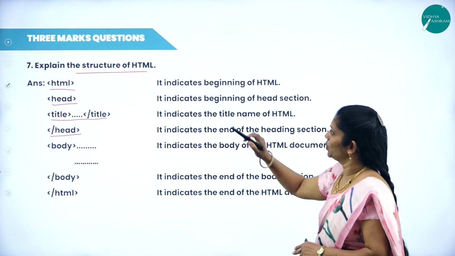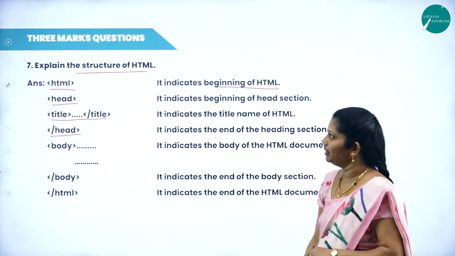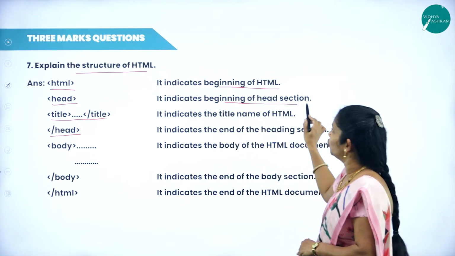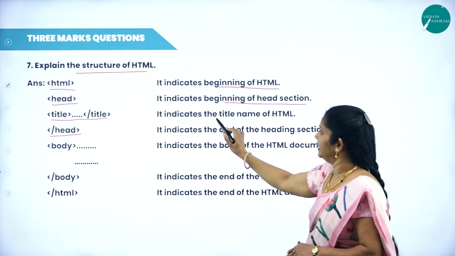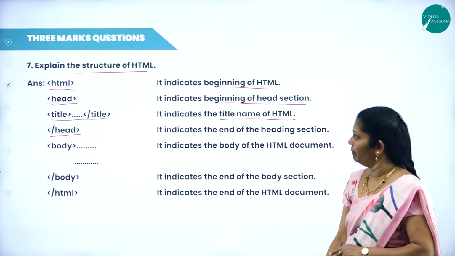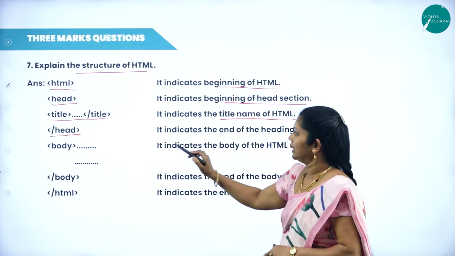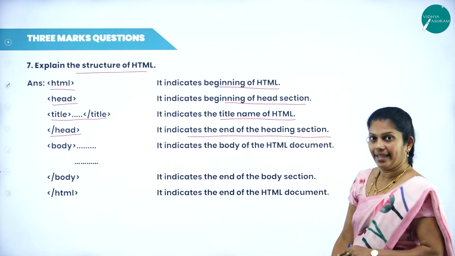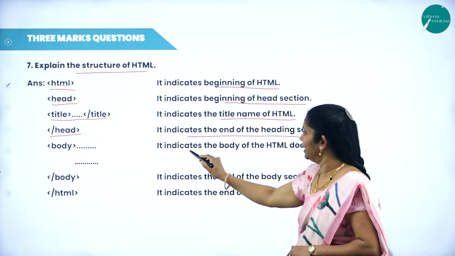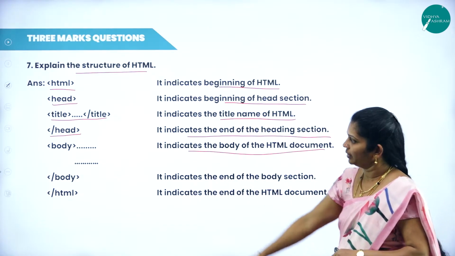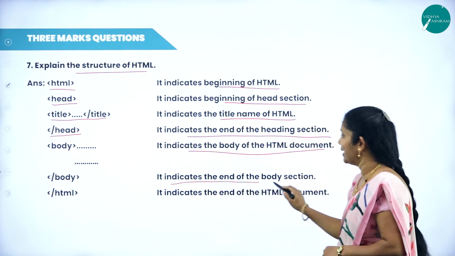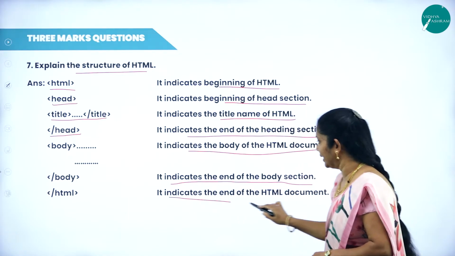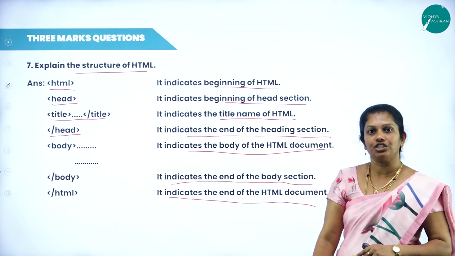It means that the first one indicates the beginning of HTML. The head indicates the beginning of the head section. Title indicates the title name of the HTML. And closing head indicates the end of the heading section. And body indicates the body of the HTML document. Whereas the last one indicates the end of the body. Finally, it indicates the closing of the HTML tag.